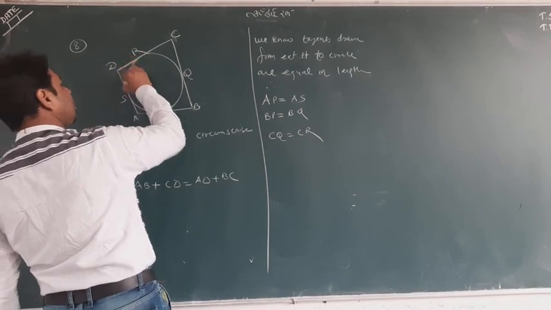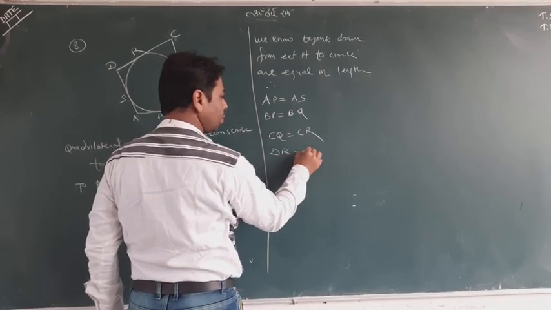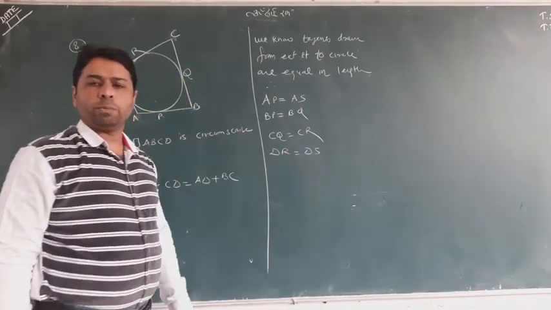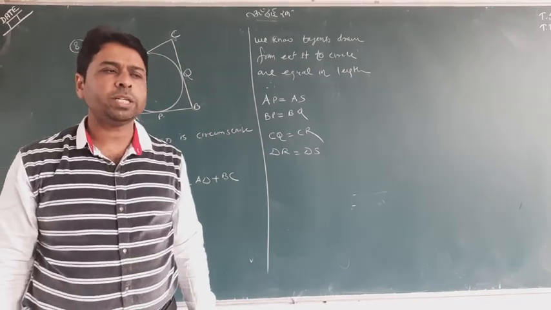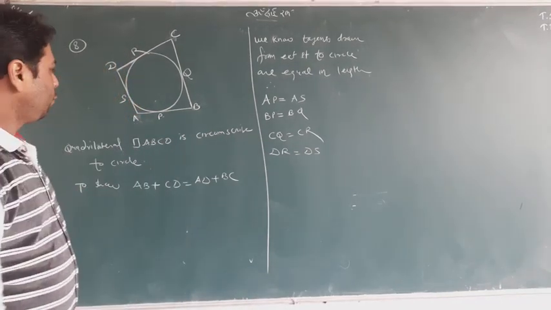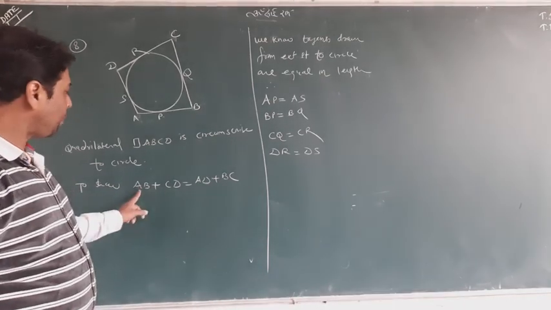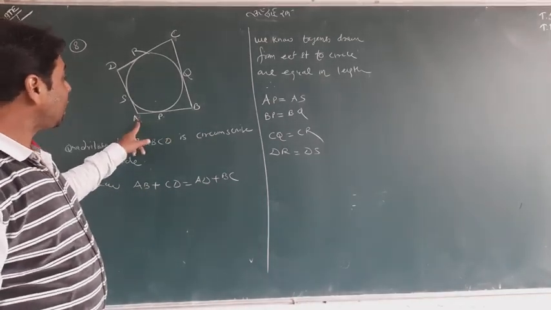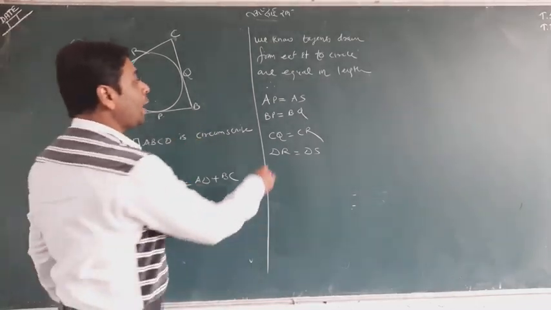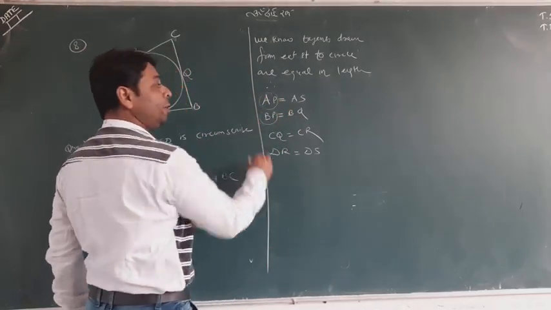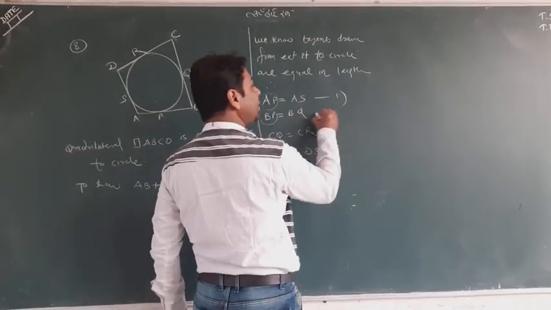And we have DR equal to DS. Now, we have to do a little bit of intelligent work here. We want AB plus CD on one side. So definitely AB means I need AP plus PB. So I have AP plus PB. So I will add directly 1 and 2.